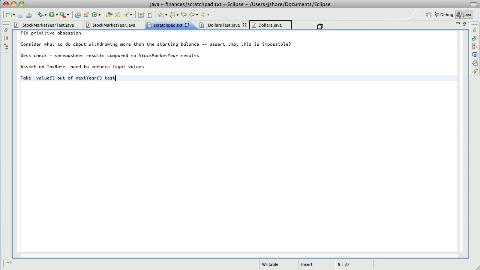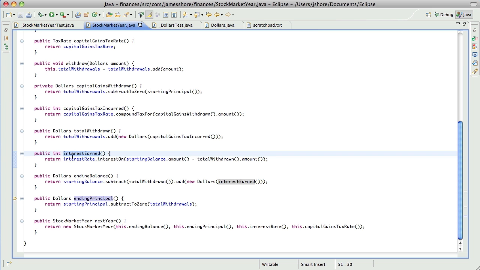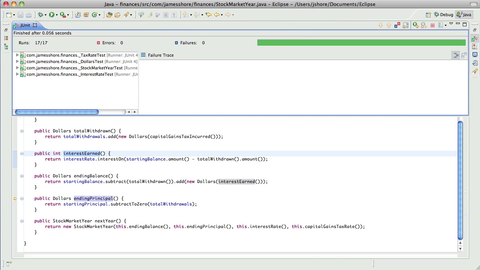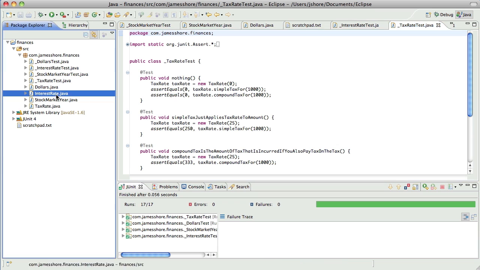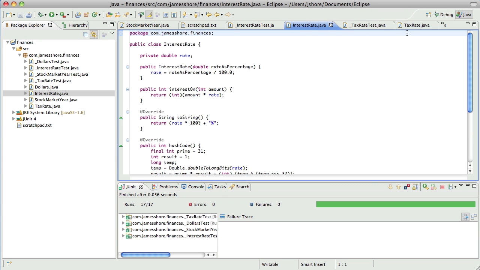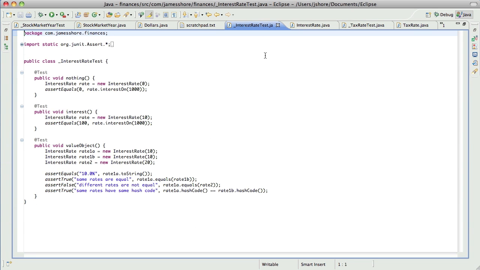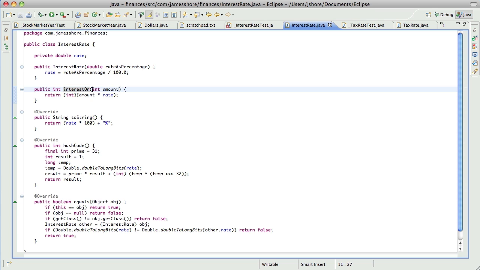Okay, so right here, we've got interest earned. That needs to be operating on dollars. So let's take what we've got, which is working just fine, and pull up tax rate and interest rate. We're going to feel a little bit of the pain at the duplication between these two classes because we have to do the same work twice. But again, I do think these are different concepts. I'm expecting that in the long term we're not going to have a lot of duplicated work. And if we do, then that's a clear signal that I need to do something else. Okay, so that doesn't compile.